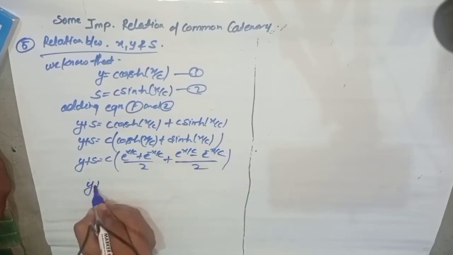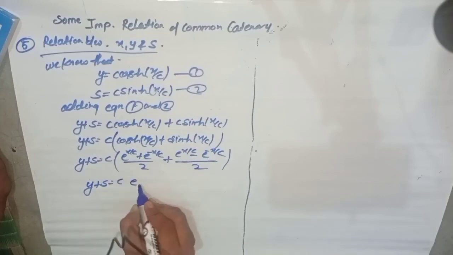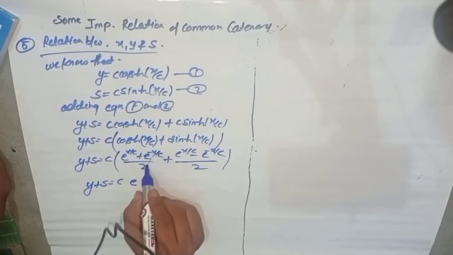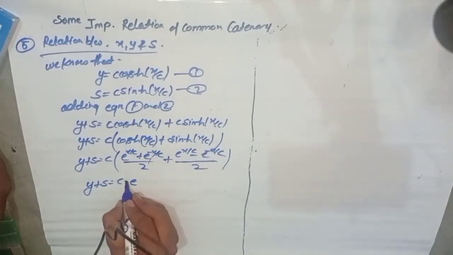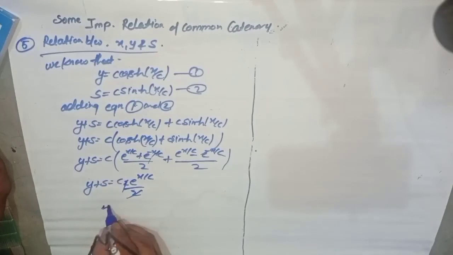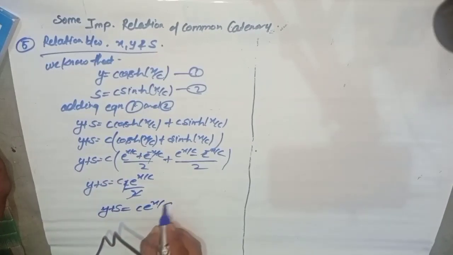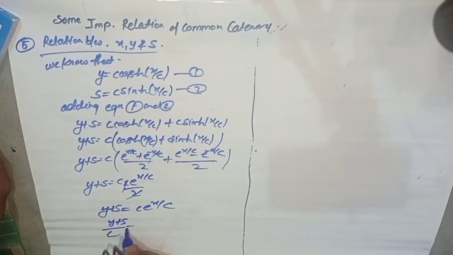Now solving this, we get c into, this and this term cancel out, then we get 2 e to the power x by c by 2, then 2 and 2 also cancel, then we get y plus s is equal to c e to the power x by c. Now we get y plus s by c equal to e to the power x by c. This is also a relation.